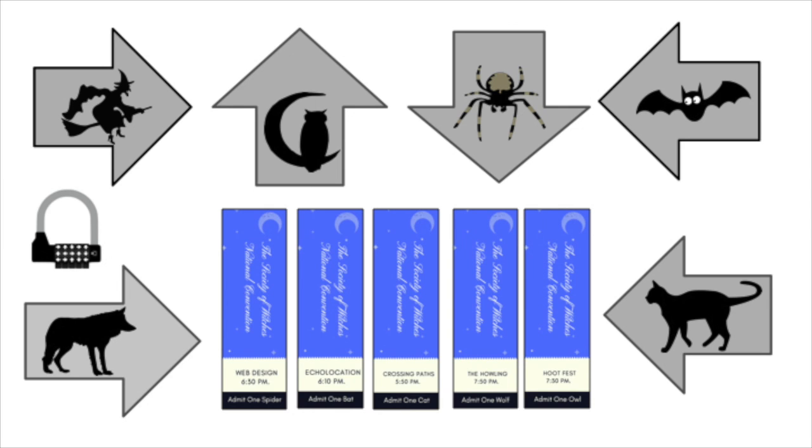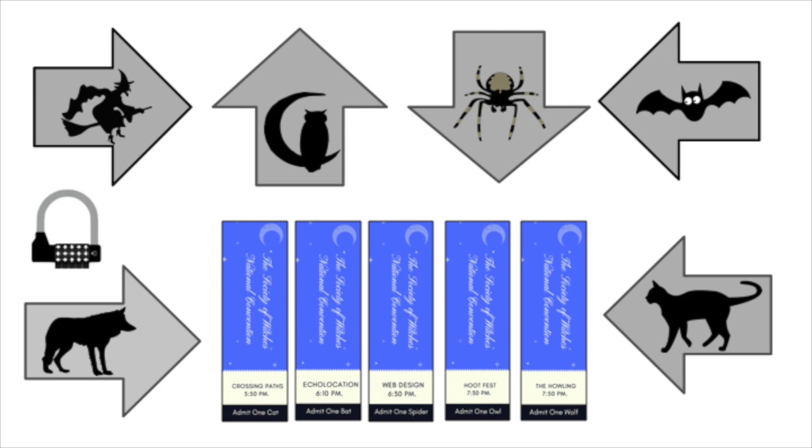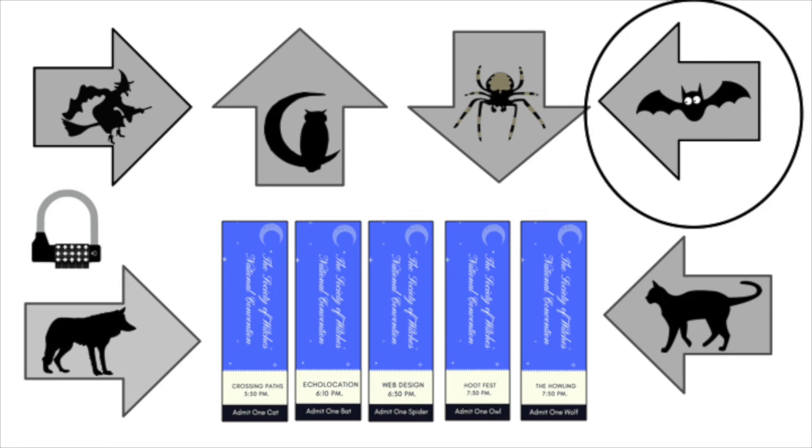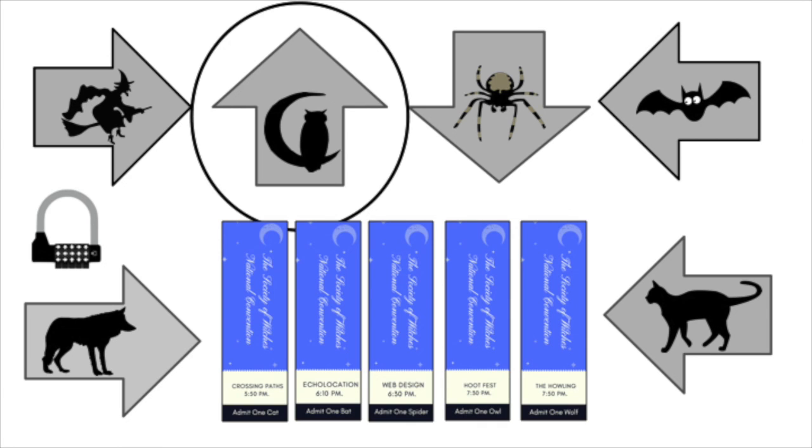The direction lock clue uses the tickets to the Society of Witches National Conference and the arrows with the Halloween figures on them. The players will match each ticket to one of the figures, and when they are put in order according to the time on the ticket, they will have the combination to the direction lock. Left, left, down, up, right.